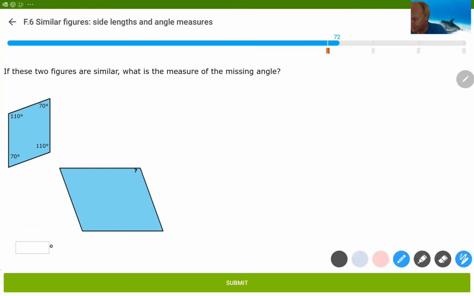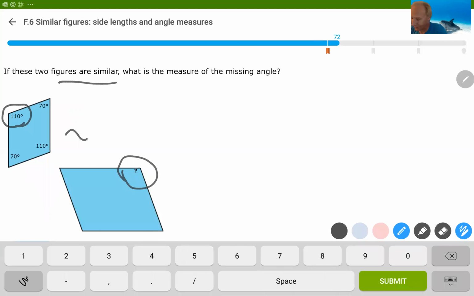Now this one you need to be a little bit careful. Obviously this is an obtuse angle, and the only obtuse angle on this figure is the 110. It specifically says that they're similar. Here's the little symbol for similar, and that means that all the angles are the same. So this is 110.